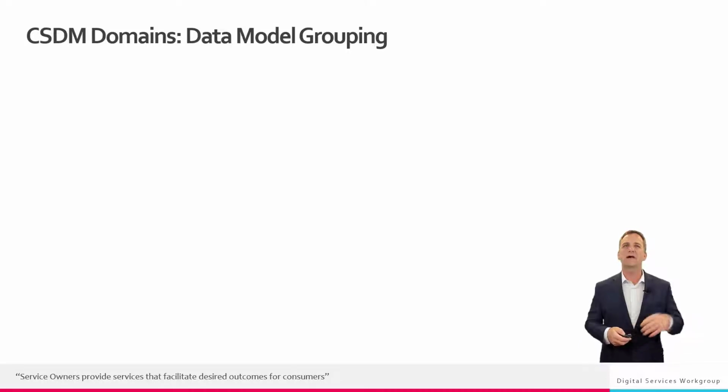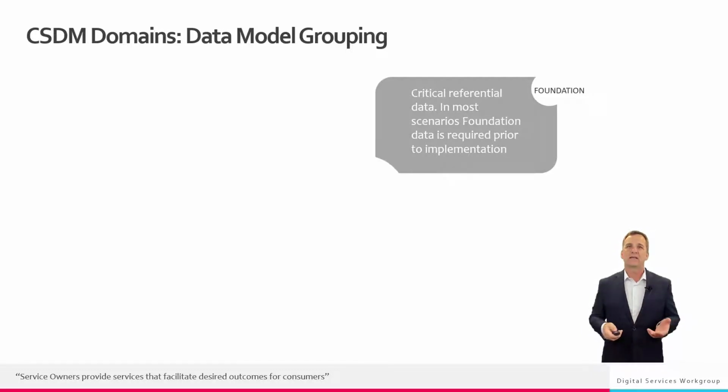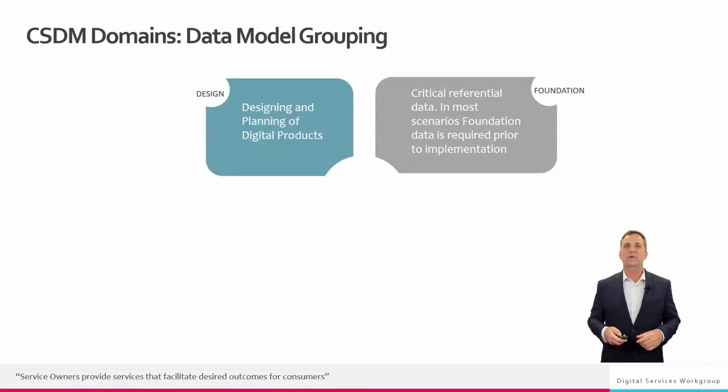The CSDM has 4 bite-sized chunks, and we're going to call these domains. The first domain is the foundation domain. Foundations describe your organization, such as teams, cost centers, even people. The second domain is called the design domain. In an earlier lecture, we spoke about business capabilities and business applications. Both of those objects live in that design section.